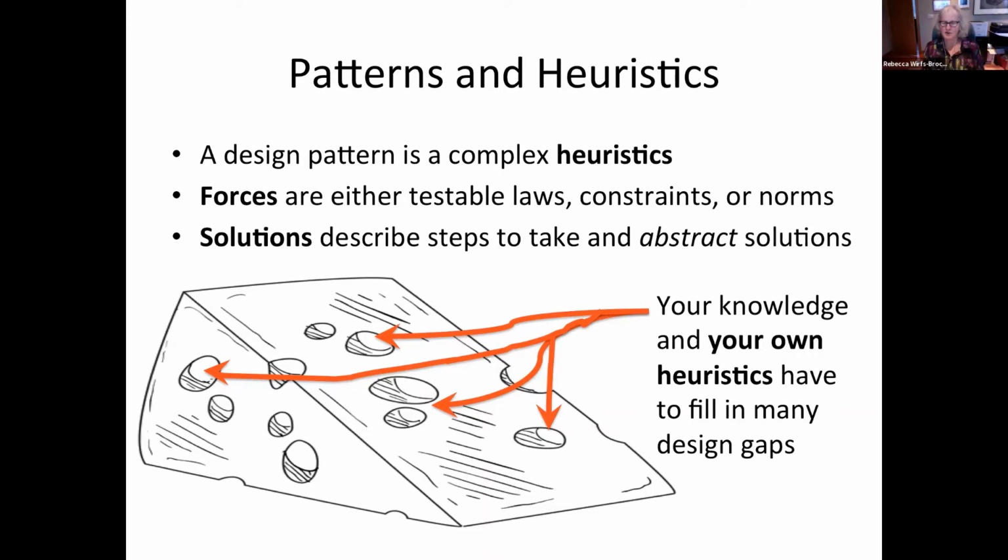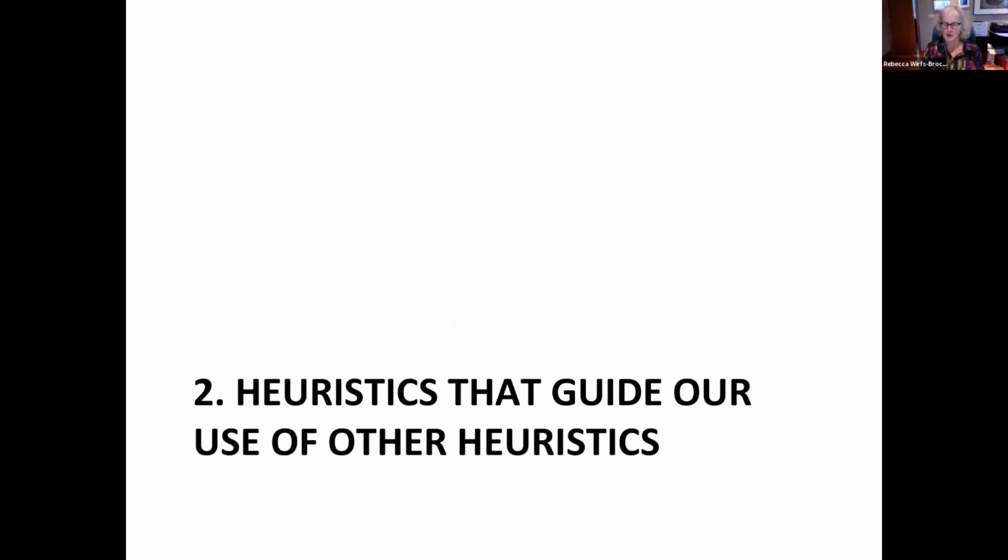And then there's solutions. They describe the steps to take in a pattern, but they don't tell us all the details. So I want to convince you that your knowledge and your own heuristics have to fill in many, many design gaps as you implement a pattern. And that's okay. We are doing this all the time. So heuristics are patterns, and to actually implement some patterns, we have to use heuristics. We also have heuristics that guide our use of what other heuristic we might want to apply. That sounds very meta, so I want to give you a very concrete example.